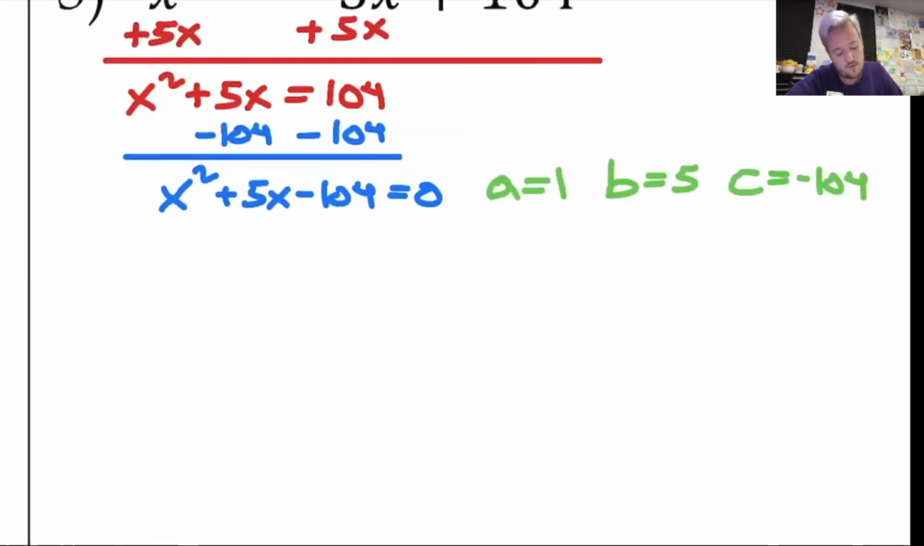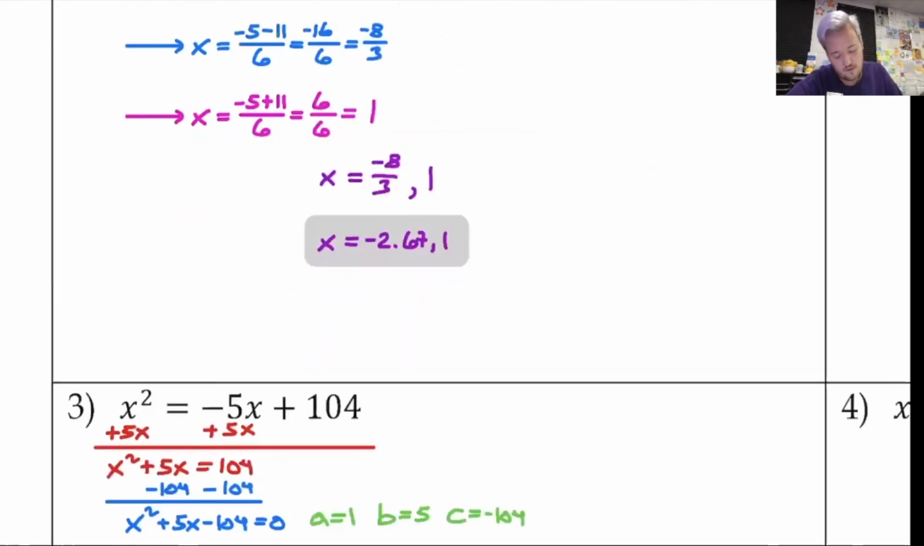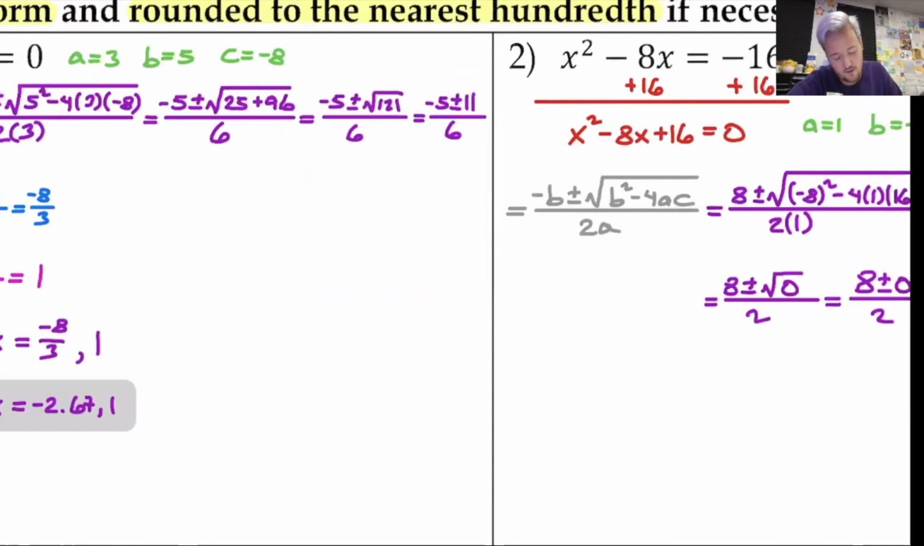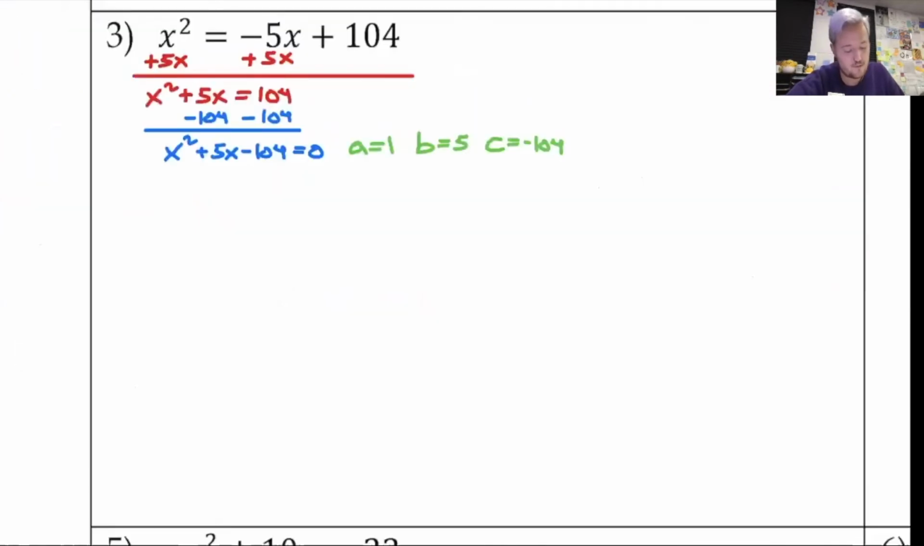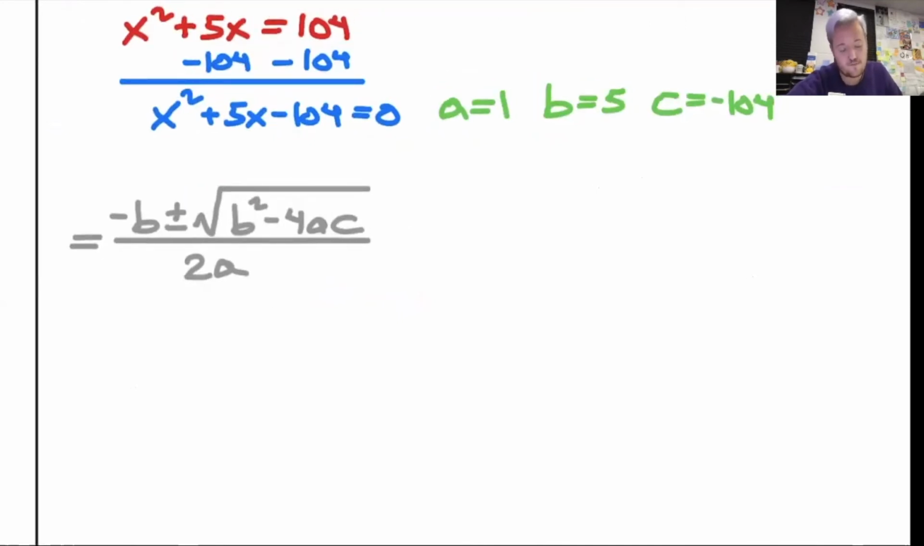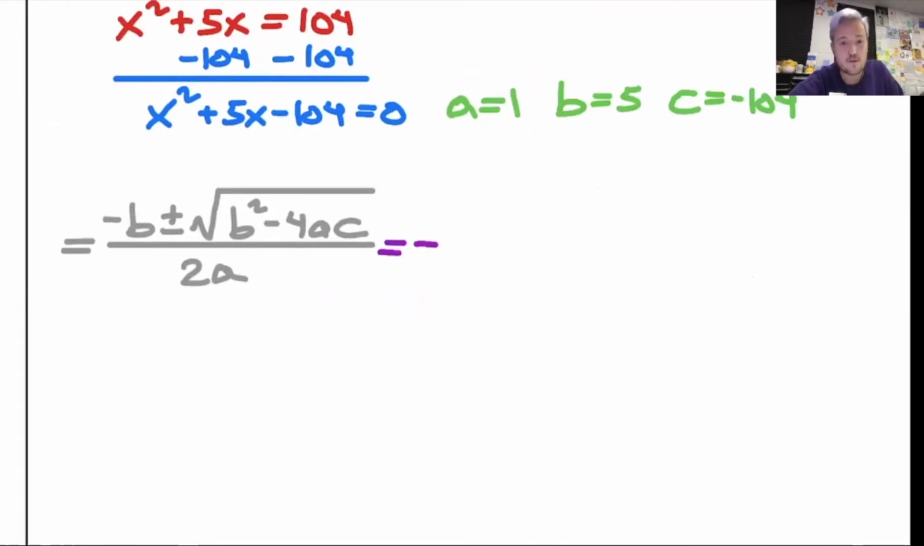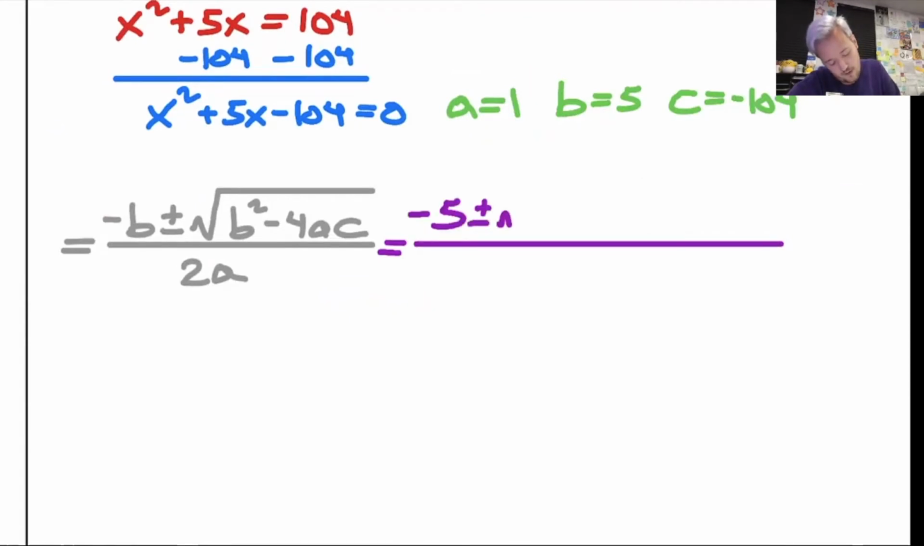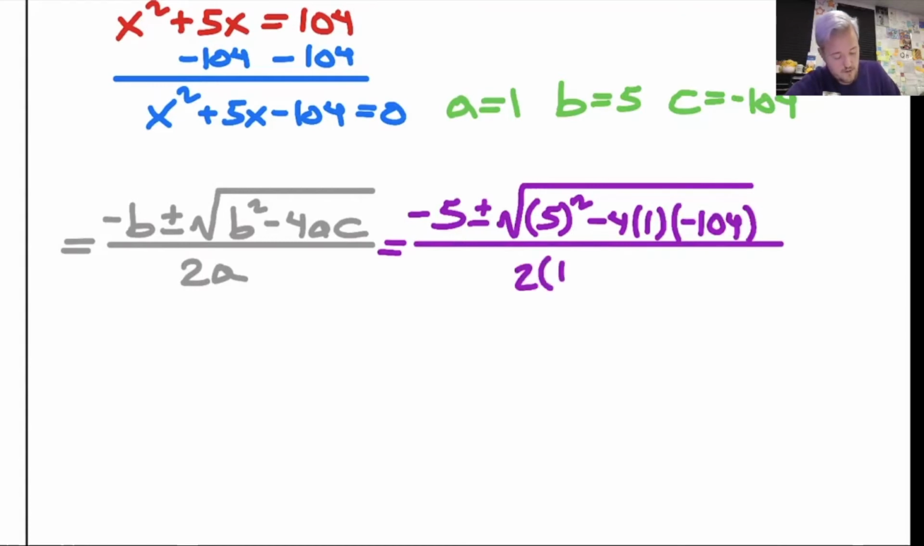So I'm going to plug those into my quadratic formula. I almost said standard form. And we're going to find those solutions. English is hard. Okay. So we want the opposite of b, so negative 5 plus or minus 5 squared minus 4 times a times negative 104. All right, and that's going to be all over 2 times your a value.